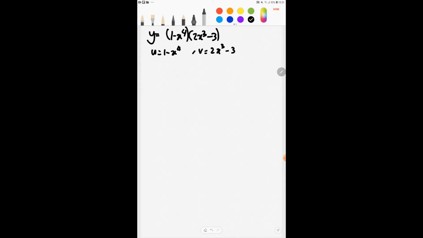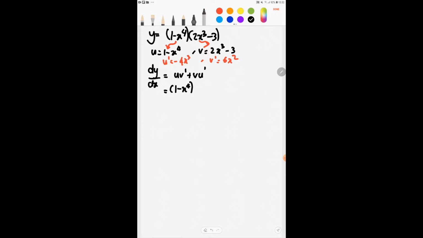So the u comes from the first function and the v comes from the second function. Since it is a product of two functions, we need to write the formula for the product rule: u v prime plus v u prime. Every time we need to write this formula, and after that we substitute the values of u, v, u prime and v prime. Sorry, before that we need to find u prime here. u prime is negative 4x cubed and v prime is 6x squared.